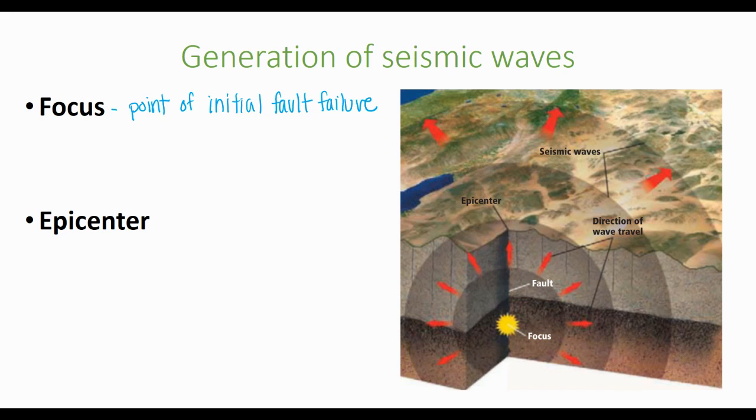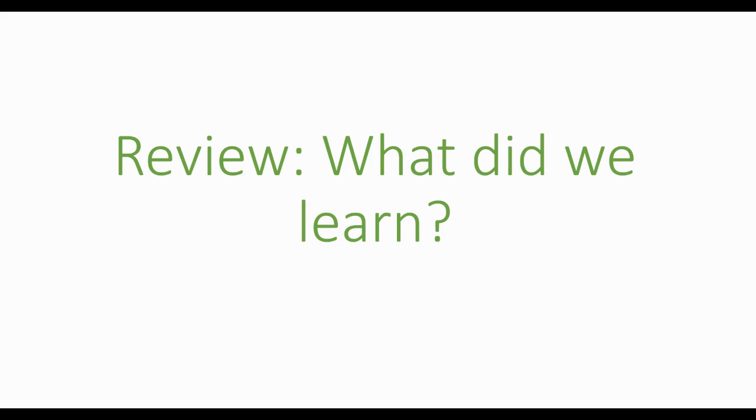And then the epicenter is going to be the point on Earth's surface that's directly above the focus. So in the picture, the yellow is the focus, which is the initial fault failure, and then directly above that, that's the epicenter. So today we learned about how different types of stress cause faults, which cause earthquakes. We also learned about the waves that are generated during earthquakes.